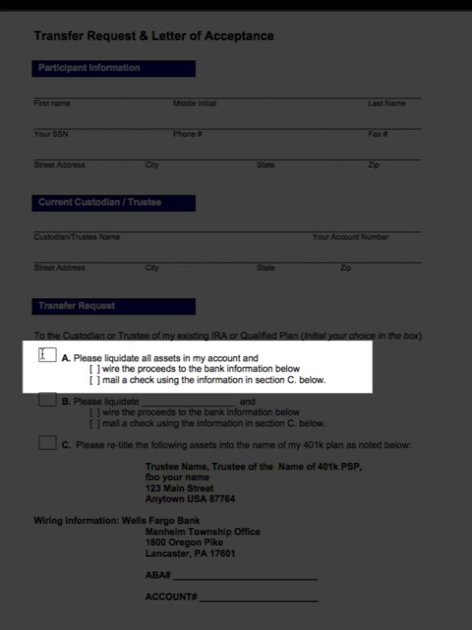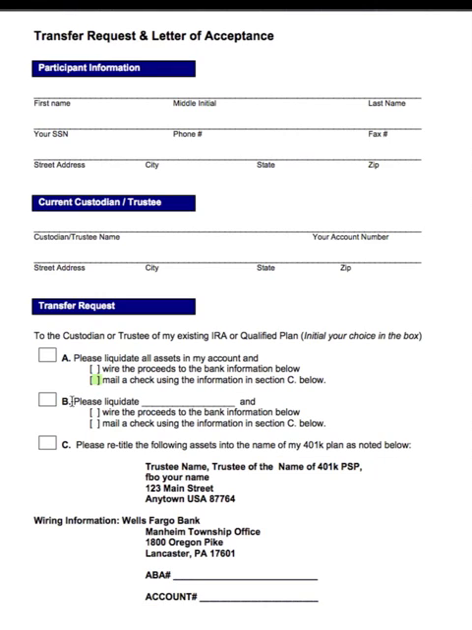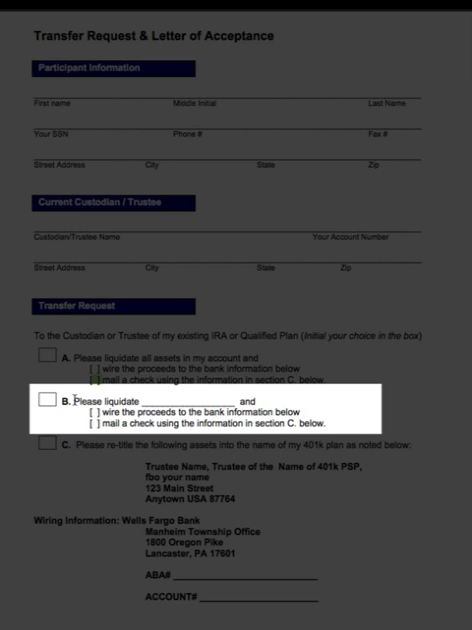You would then check this box, and then you would also select how you want the funds to get there, either by wire or to have them mail a check. Section B. This is if you only want to move a portion of the assets. Let's say that you got $200,000 sitting inside a retirement plan and you only want to move $25,000. You would say, please liquidate $25,000 and wire the proceeds using the bank information below down here, or mail a check using the information in Section C below.